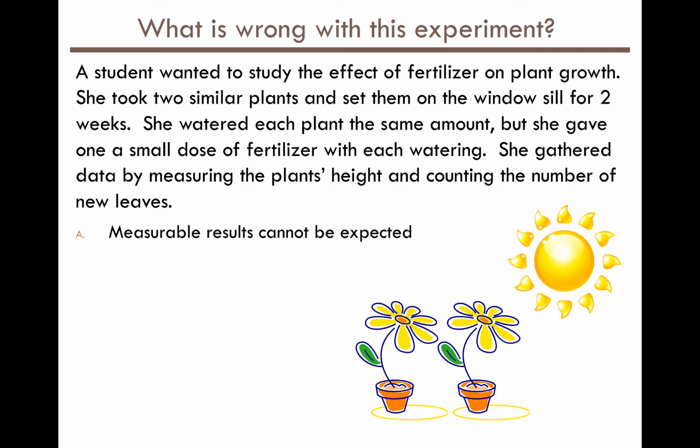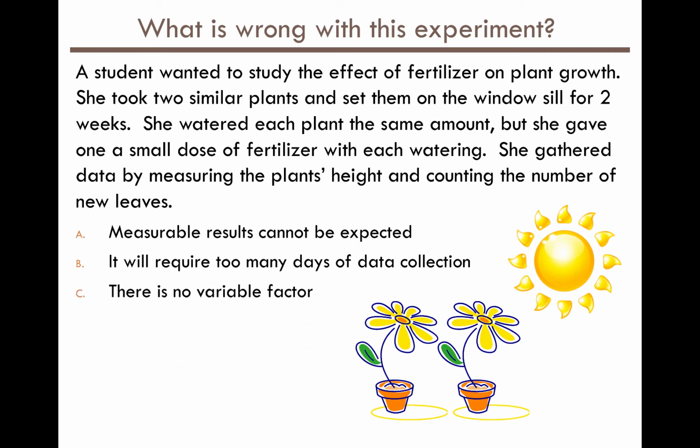Our first one is measurable results cannot be expected. Well, it's going to be over a 2-week period. There is going to be plant growth, so measurable results are going to be expected. So that's not true. It will require too many days of data collection. 2 weeks is a fairly short amount of time, so that's not unreasonable. There is no variable factor. There is the variable factor. In that case, it's the fertilizer, so that's not true.